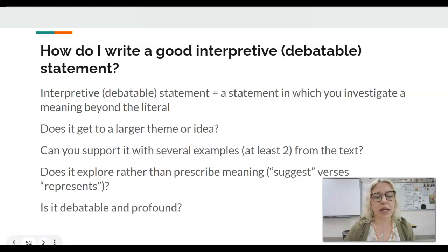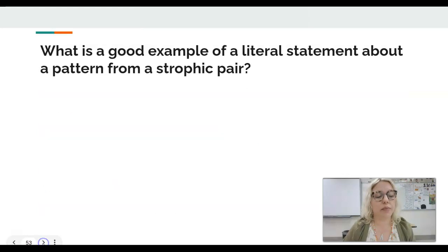Is it debatable and profound? Does it really make you think, like, ooh, that's interesting? And could somebody fight you on it? It's the opposite in that way of the non-debatable literal play.